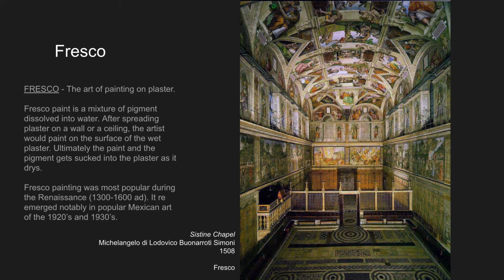This is the Sistine Chapel by Michelangelo. This was painted as a fresco. Fresco is where you take your paint, or a watered down pigment, and you apply it to wet plaster. So as you're spreading plaster on the ceilings or on the walls, you're adding this pigment to it and it soaks into the plaster and it's permanent so long as the wall stays intact.